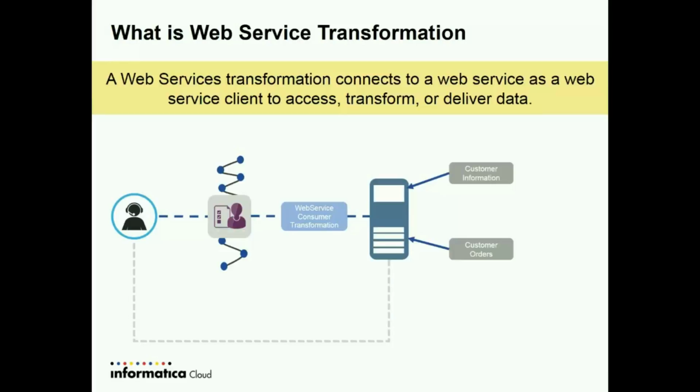The web service consumer transformation extracts one row of customer information and multiple rows of orders from the response message for each customer. In Informatica Cloud, you can create a mapping that includes a flat file source, the web service consumer transformation, and the target customer and order tables.